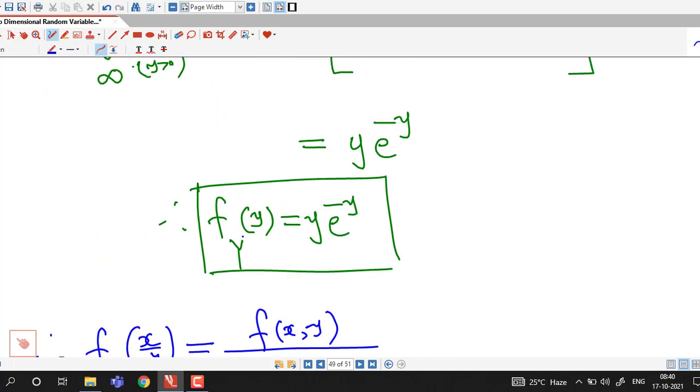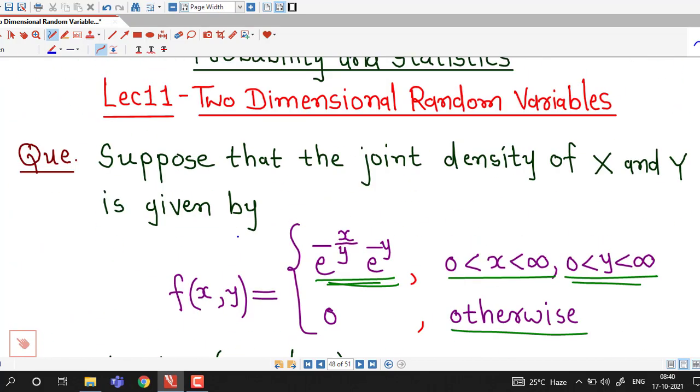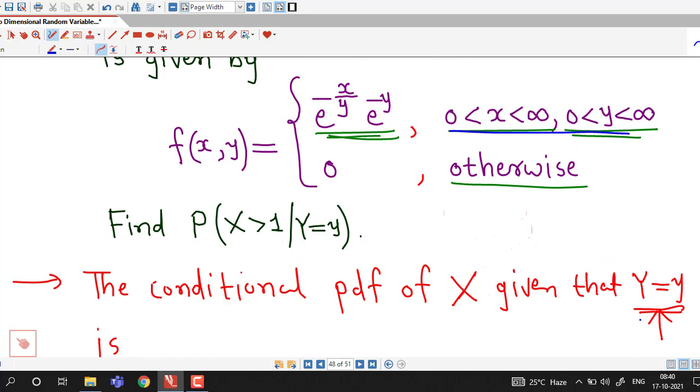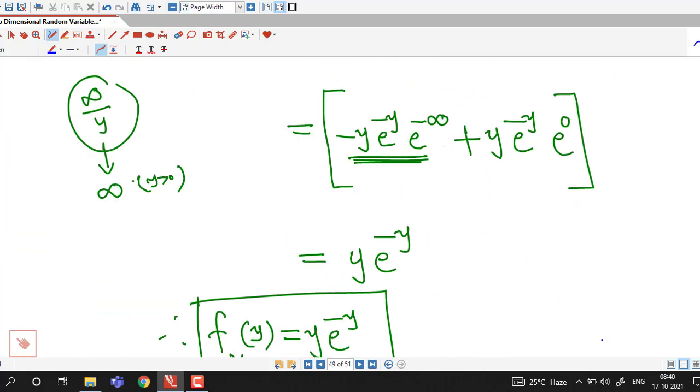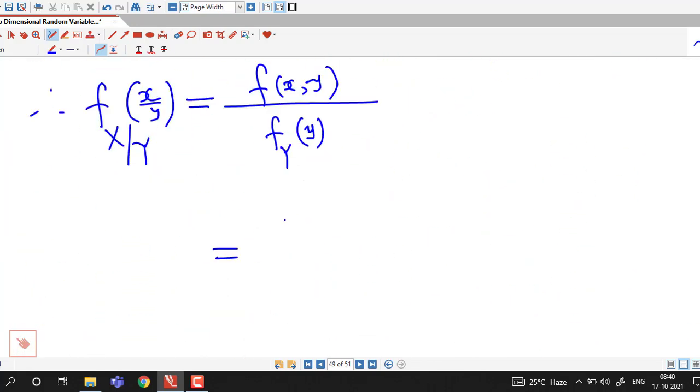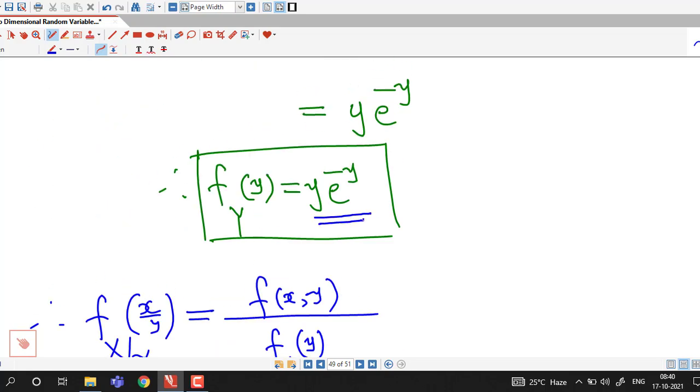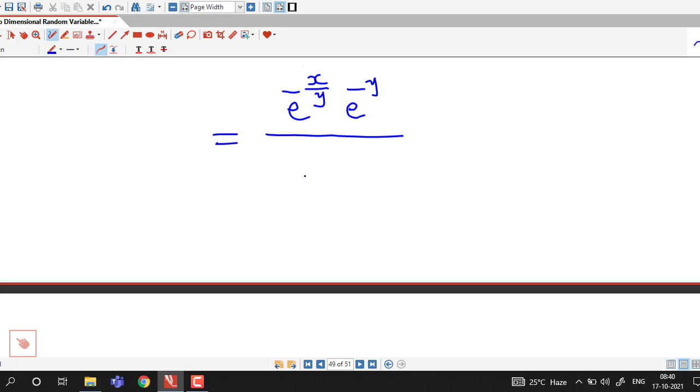Now the joint density is e raised to minus x by y, e raised to minus y for x and y positive, and 0 otherwise. So here we write e raised to minus x divided by y, e raised to minus y. This is the value of the joint density, and the value of the marginal density of y is y times e raised to minus y. So here we write y times e raised to minus y.